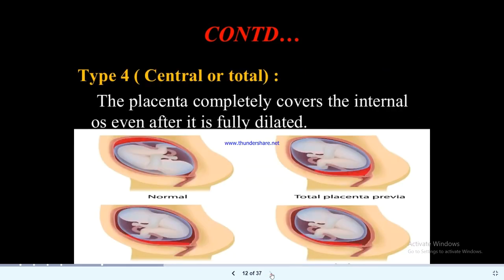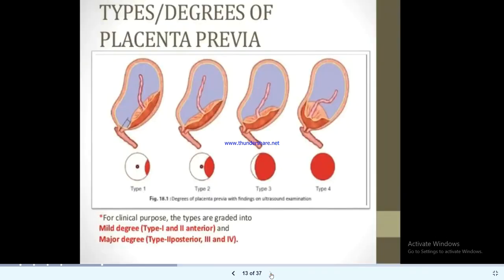Type 4, central or total. The placenta completely covers the internal os even after it is fully dilated. You see, even when it is fully dilated, it is covering the whole. That is total placenta previa. Whole of the os is covered. Types, degrees of placenta previa. Again, you can appreciate in this. Mild degree, type 1 and type 2 anterior. Major degree, type 2 posterior, 3 and 4.